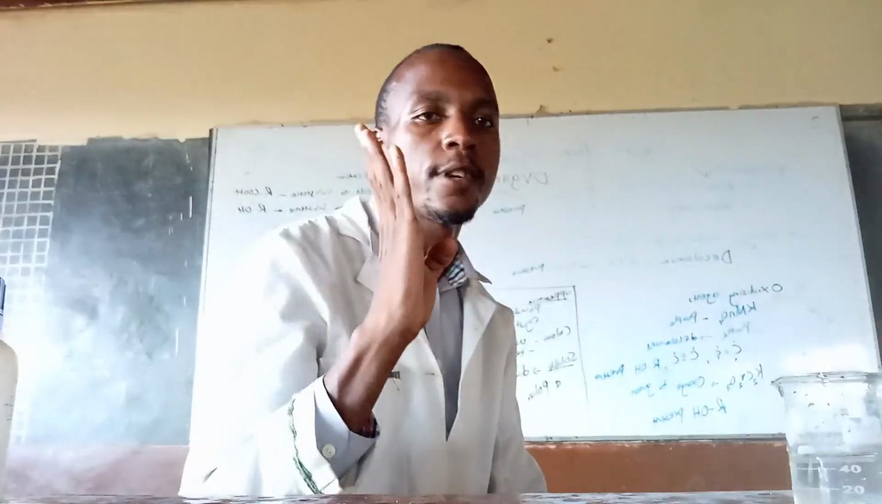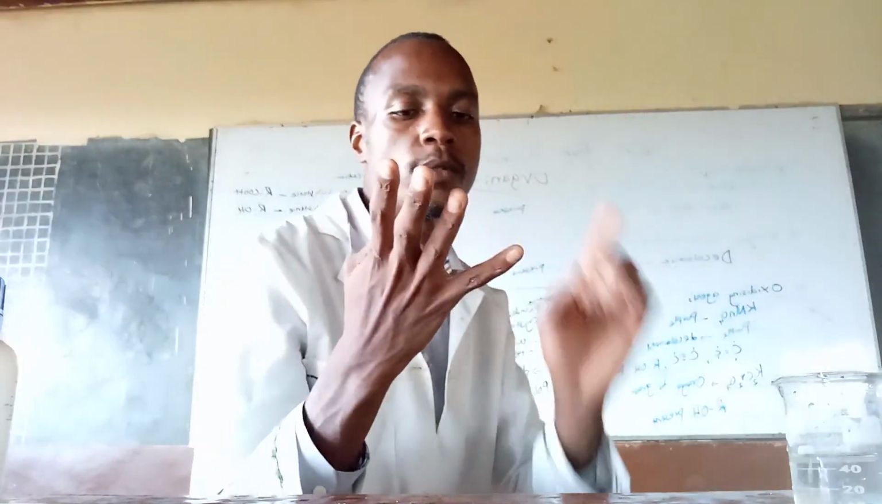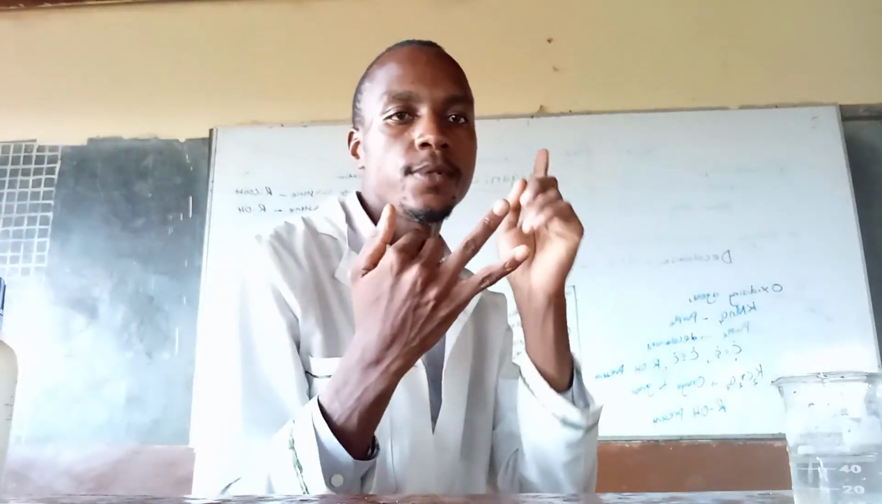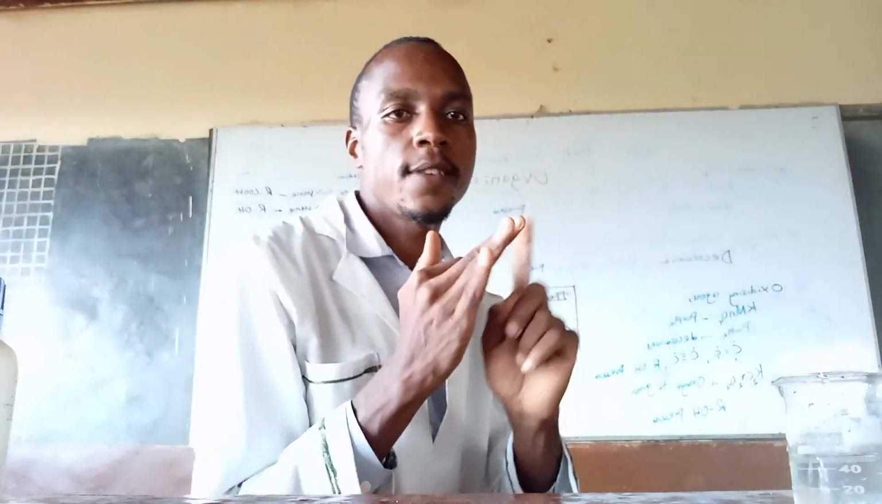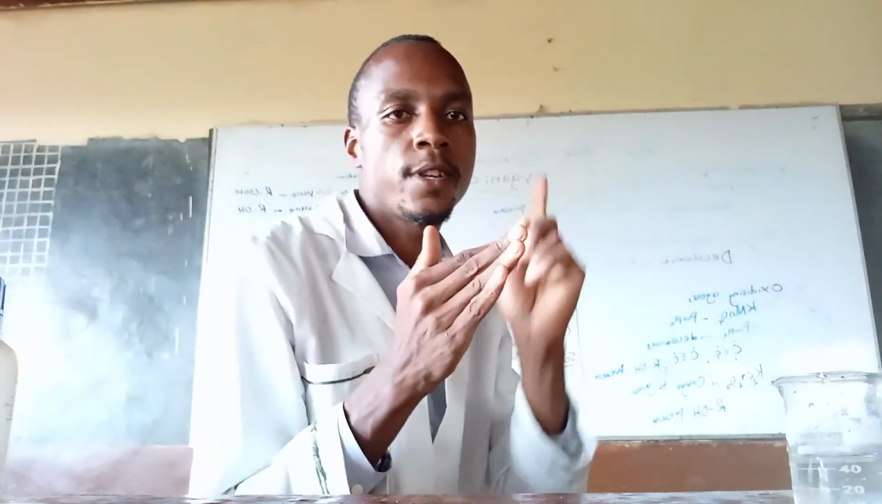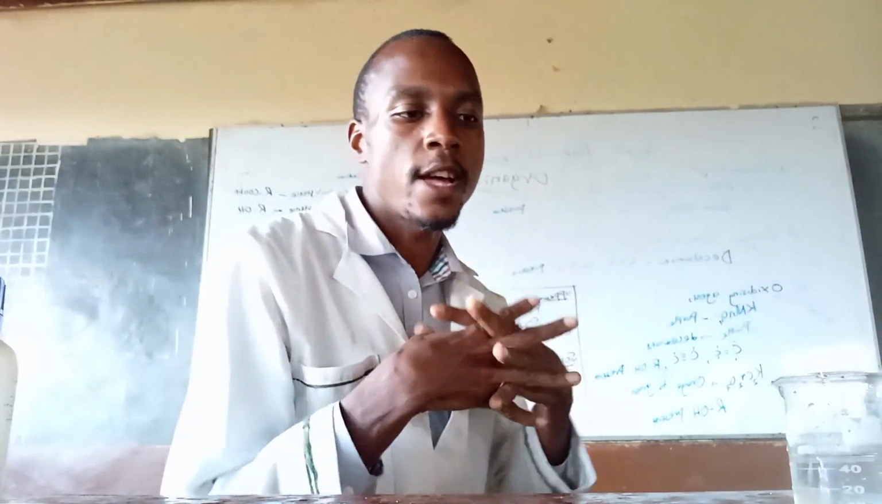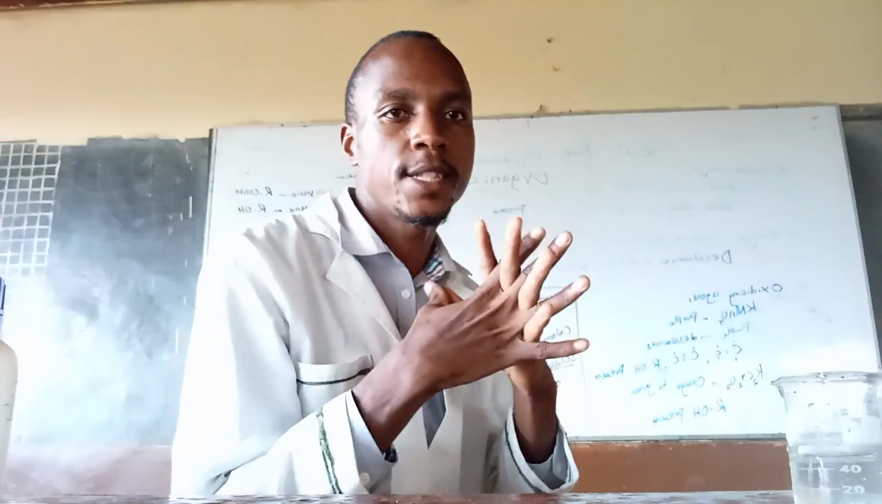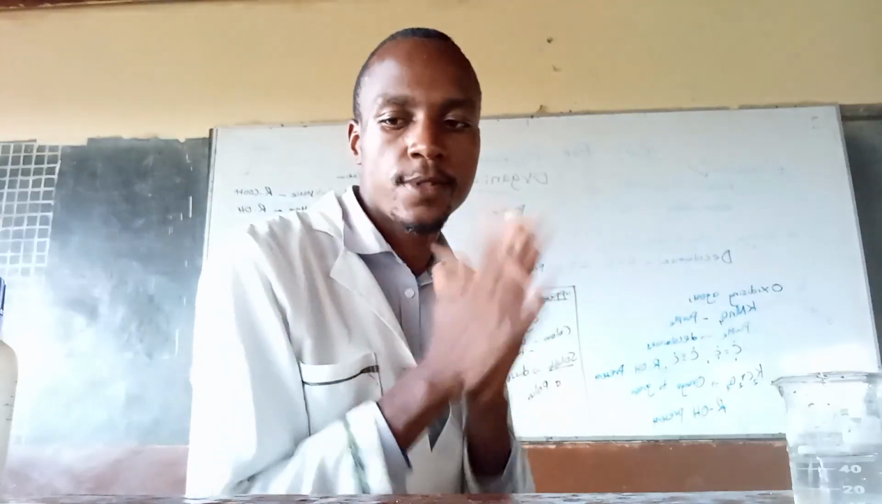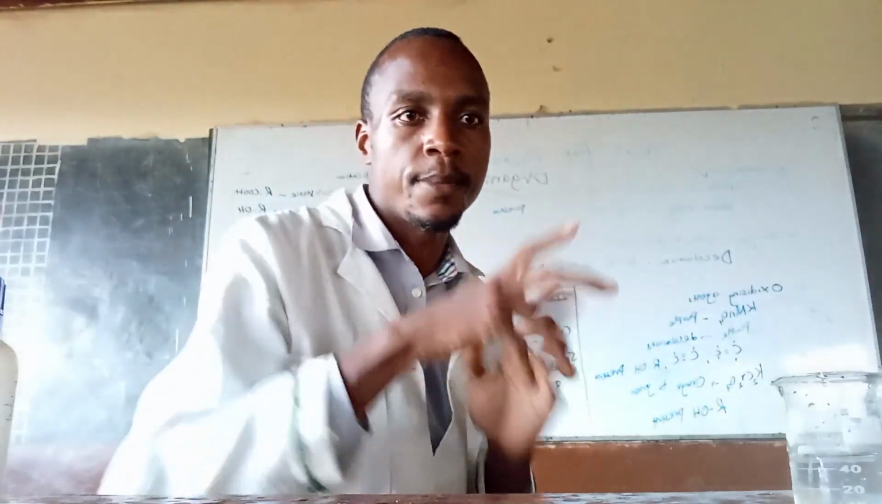We have four. We have chloride ions, we have sulfate and sulfite ions, and we have carbonate and hydrogen carbonate ions, and we have nitrate ions. Those are the mostly tested anions in the lab.